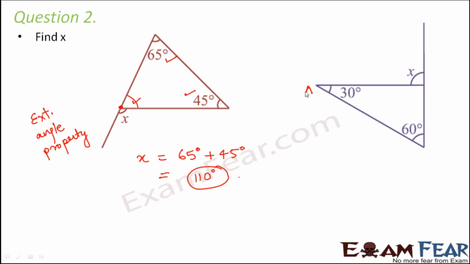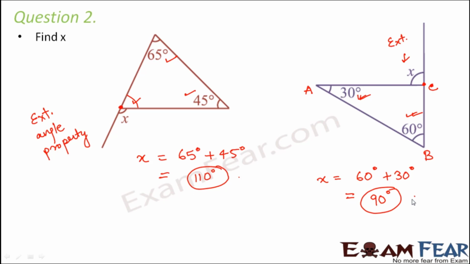So here also let's say we have this triangle ABC. Again, when you look at X, X is an exterior angle because it is formed outside the triangle and on the vertex. It has one arm as a side of the triangle and the other arm is an extended side. So here also we will make use of the same property. X will be equal to the sum of the opposite interior angles. These are the two opposite interior angles. So X would be 60 degrees plus 30 degrees, which is equal to 90 degrees. So the value of X is 90 degrees.